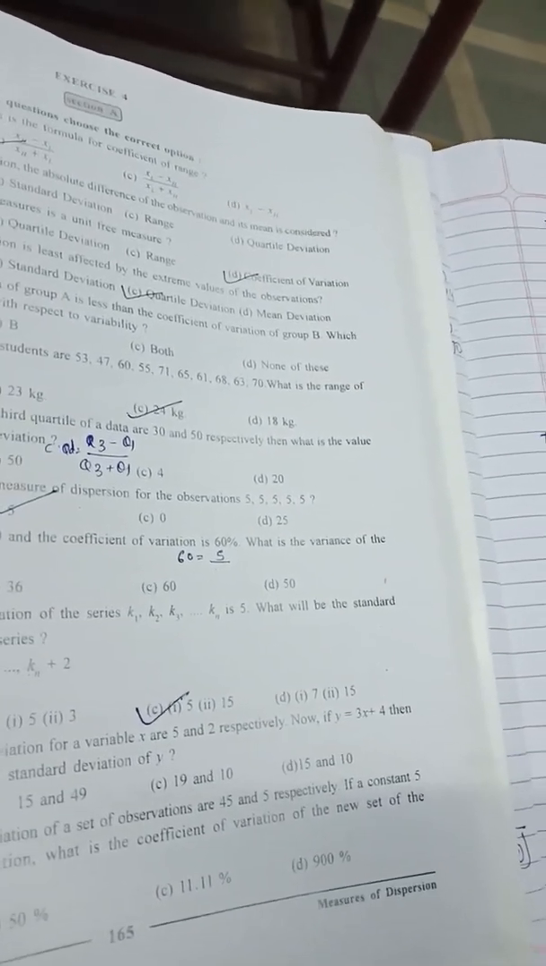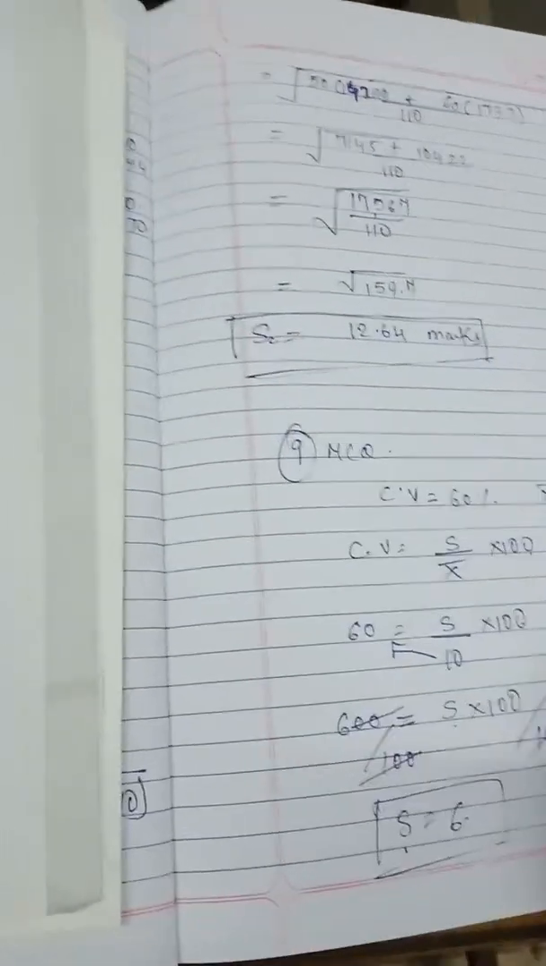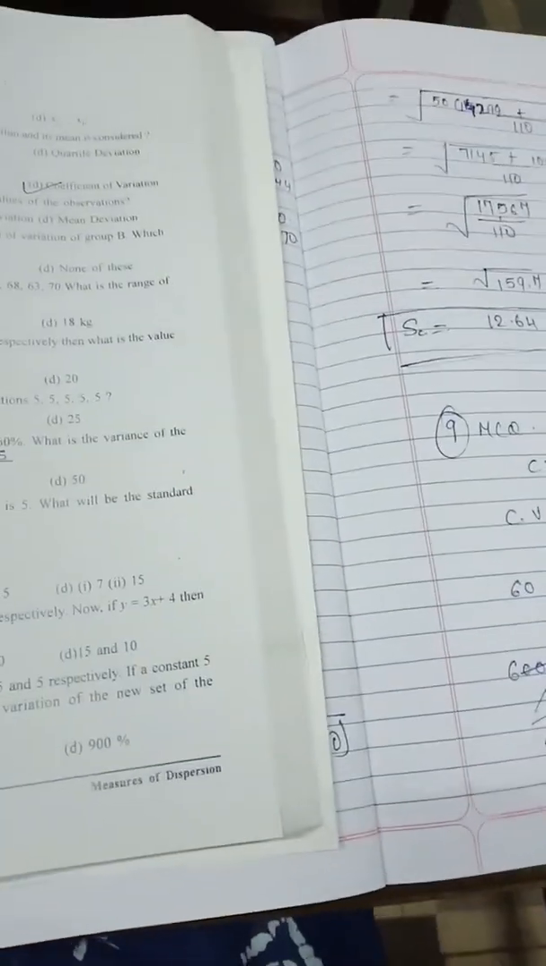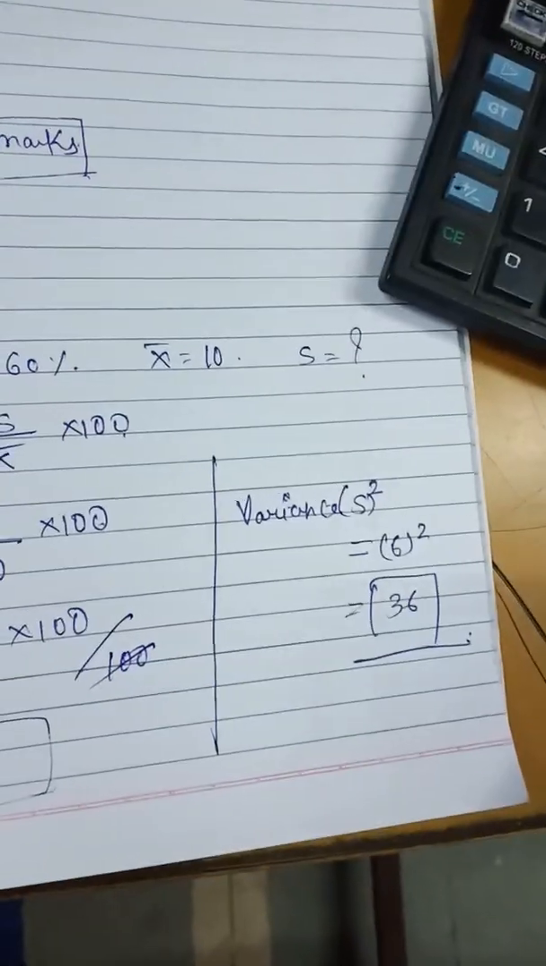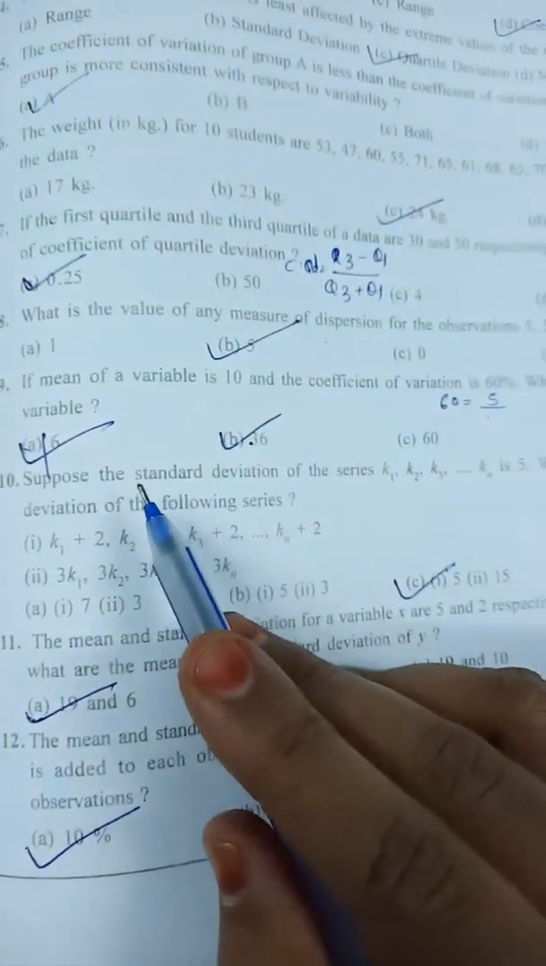Okay, so here they have said to find the variance. What is the variance of the variable? So here variance of the variable they have said means here you will be finding only standard deviation. So here the variance is what? 36. So our answer is 36. Okay, now sum number 10.